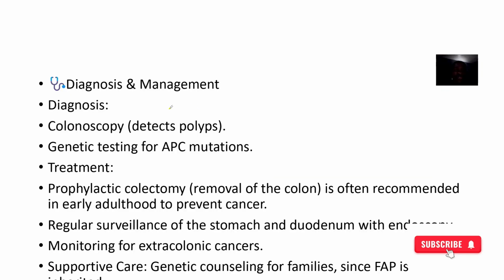For diagnosis, you do things like colonoscopy, then you also do genetic testing to see if there are mutations in the APC gene. For treatment, they can remove the colon if there's a risk of cancer or if there's cancer already. Then they regularly survey the stomach and the duodenum with endoscopy. Then they just keep monitoring the person, if it has not progressed to cancer.